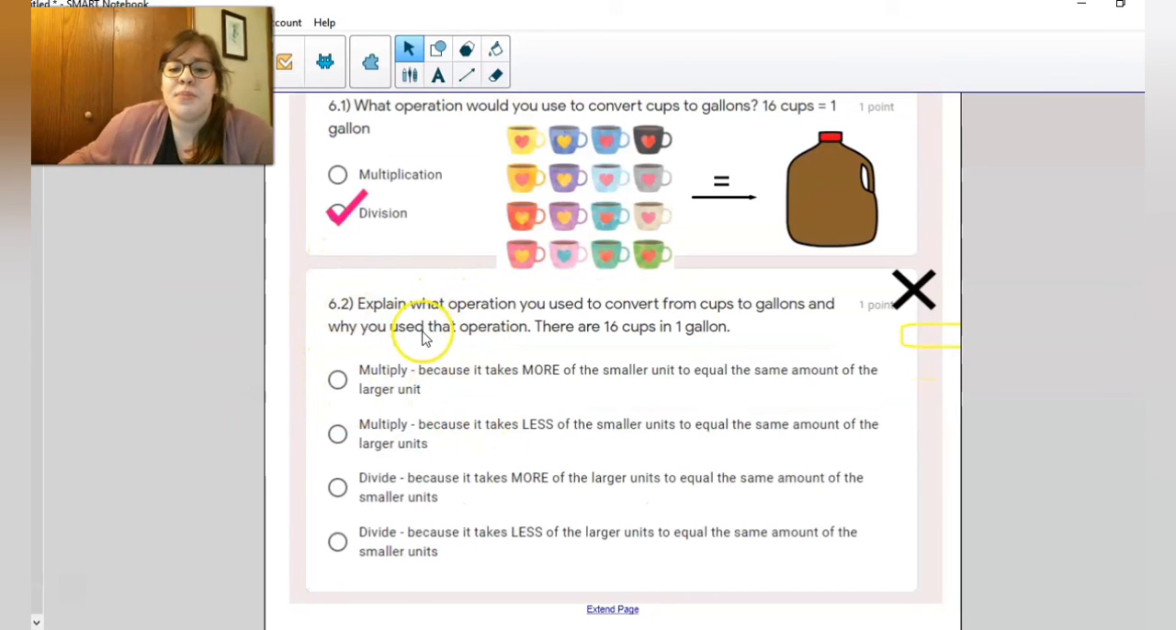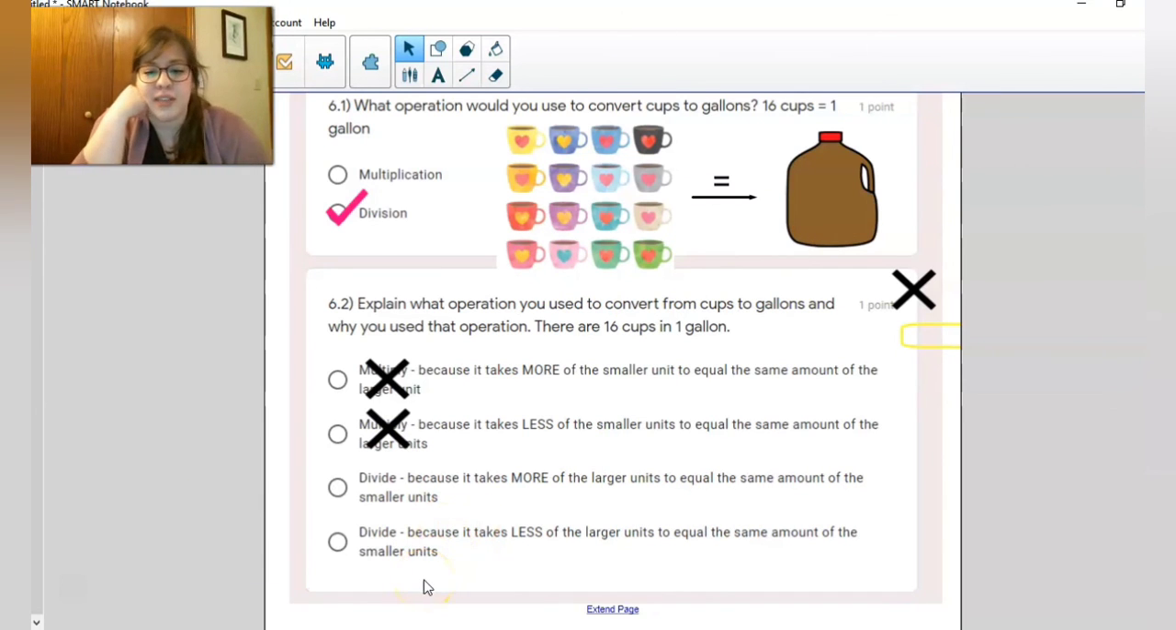Alright, so then the next part of number 6 is just kind of explaining why you chose that operation. So it says, explain what operation you used to convert from cups to gallons and why you used that. So looking at this, we can already cross off the first 2 because we did not multiply. We knew we were going from a smaller unit to a larger unit, so we divided. So now we have just 2 options remaining. The first one says divide because it takes more of the larger units to equal the same amount of the smaller units. And the second one says we divided because it takes less of the larger unit to equal the same amount of the smaller unit.